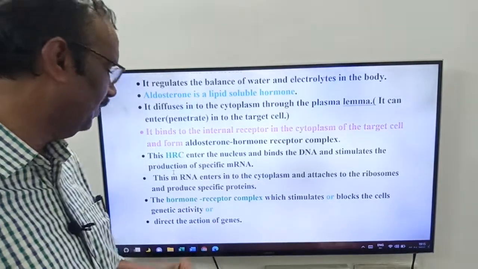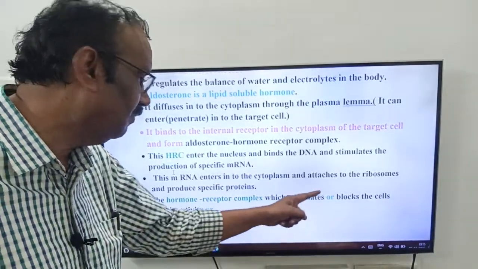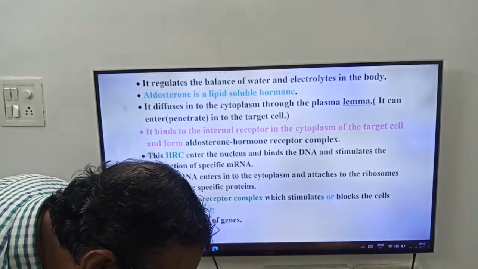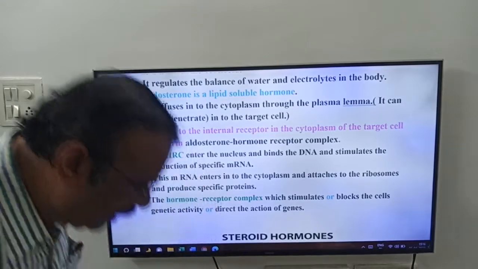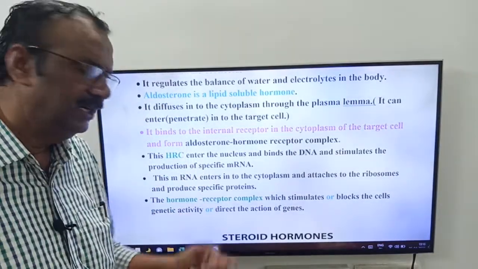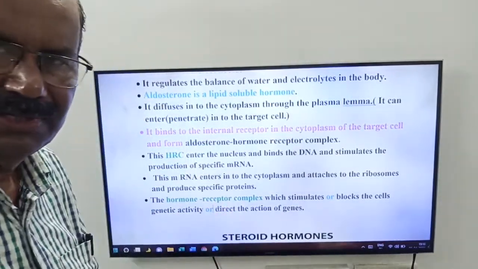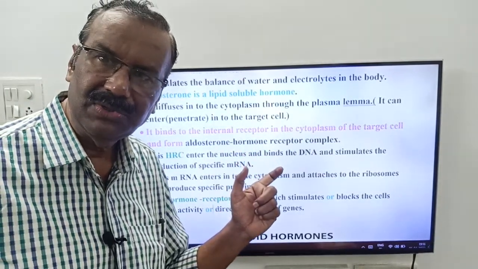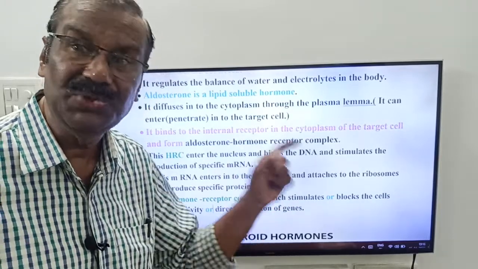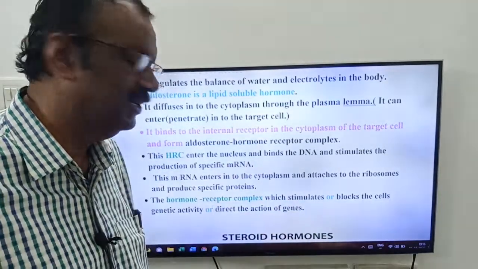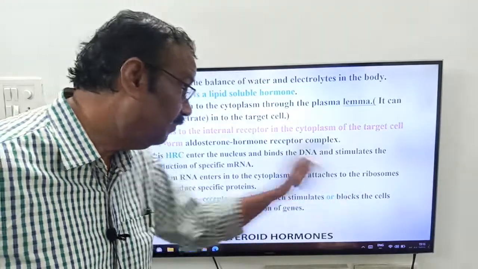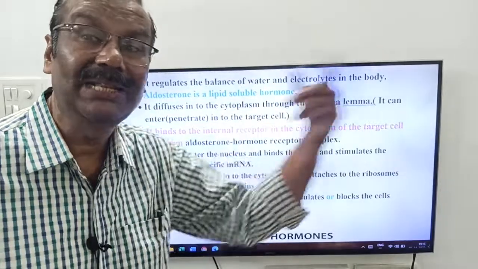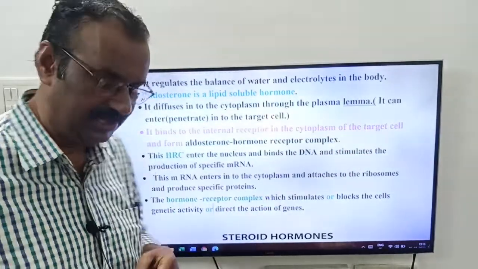The hormone receptor complex either stimulates or blocks the cell's genetic activity, or directs the action of genes. So this hormone receptor complex of aldosterone stimulates or blocks the genetic activity, or directs the activity of the genes.